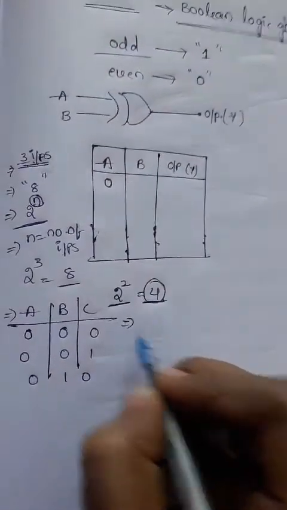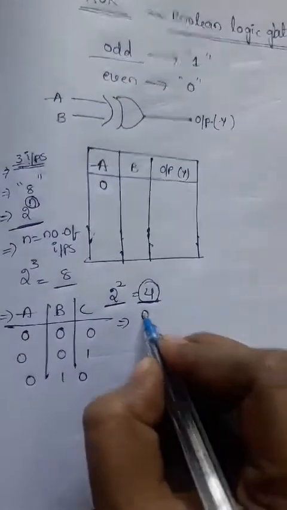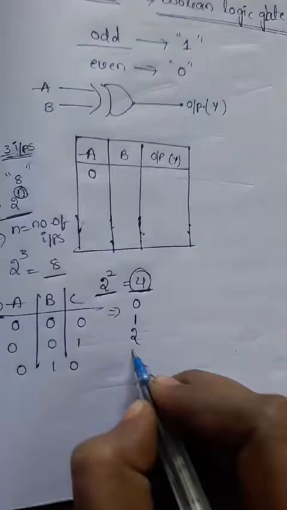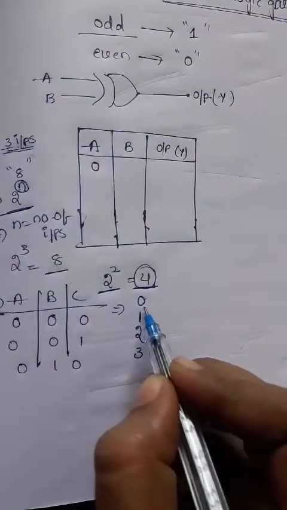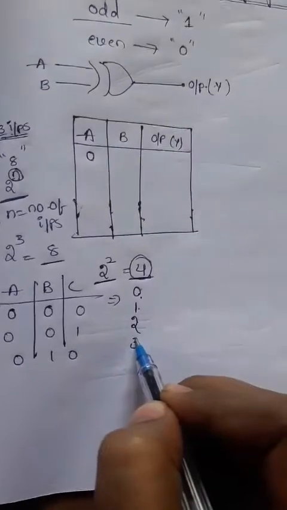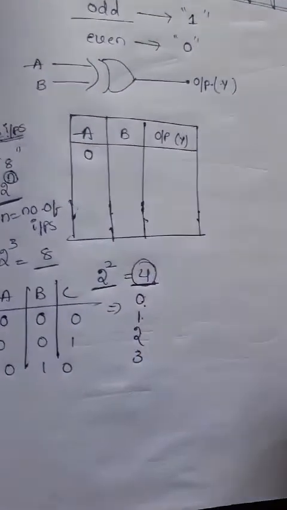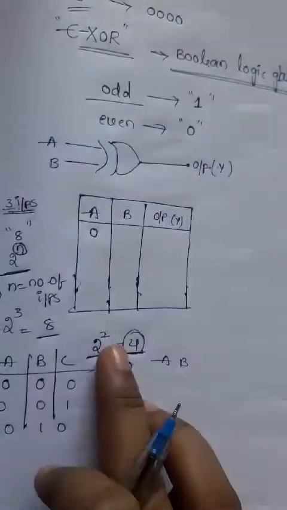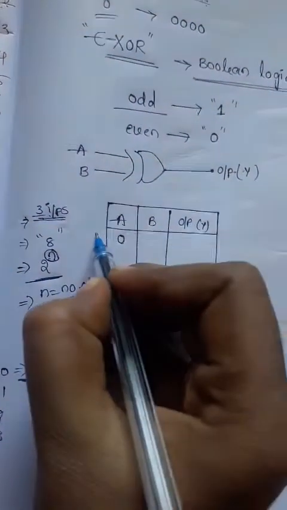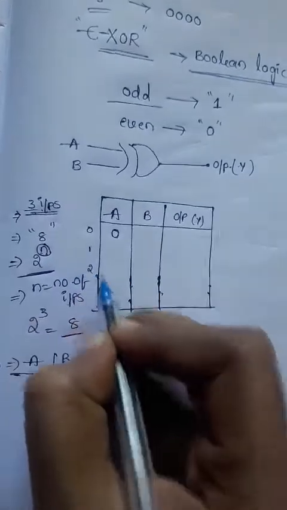Those 4 combinations in decimal we can represent as 0 1 2 3. So how many combinations do we get from this? 1 2 3 4, totally 4 combinations, no? Those 4 combinations we can represent in binary like this. Here we have the two input combinations, no? So for this I can write 4 combinations, 0 1 2 3.